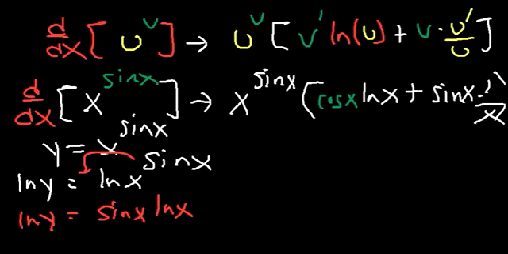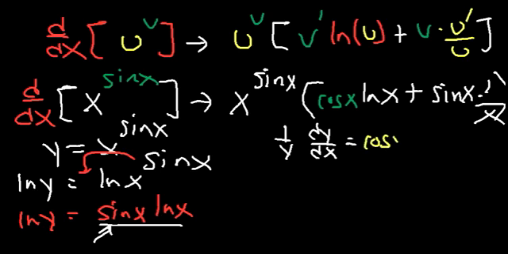The derivative of ln y is 1 over y dy dx. And here we need to use the product rule. Differentiate the first part. The derivative of sine is cosine x. Leave the second part the same, ln x. And then plus, leave the first part the same, which is sine x, and differentiate the second part, ln x, which is 1 over x. Now, our next step is to multiply both sides by y.